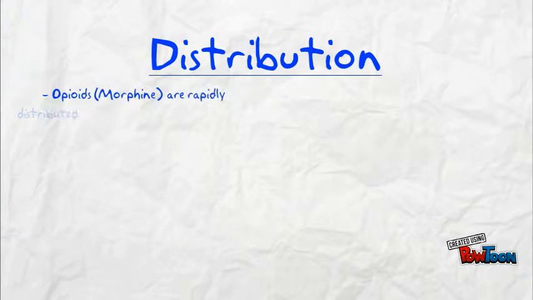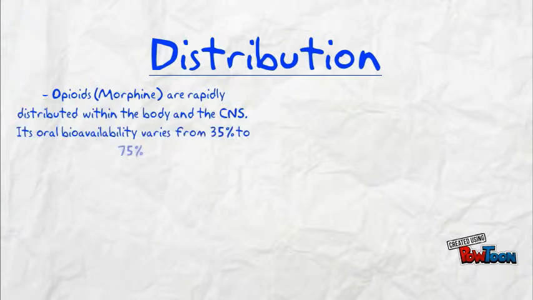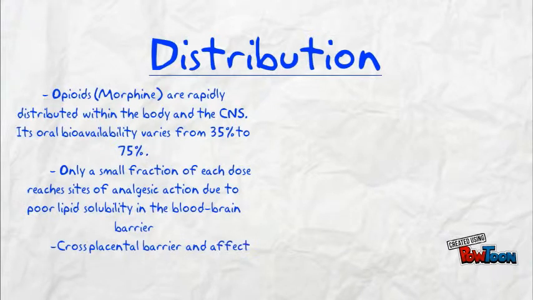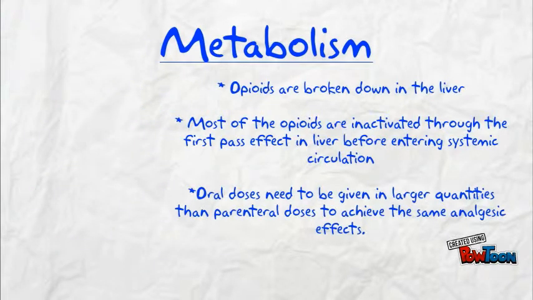Opioid distribution is important because only a small fraction of each dose reaches sites of analgesic action due to poor lipid solubility in the blood-brain barrier. Opioids such as morphine are rapidly distributed within the body and the CNS, but in smaller quantities. Opioids can cross the placental barrier and affect the fetus, so do not take these while pregnant.